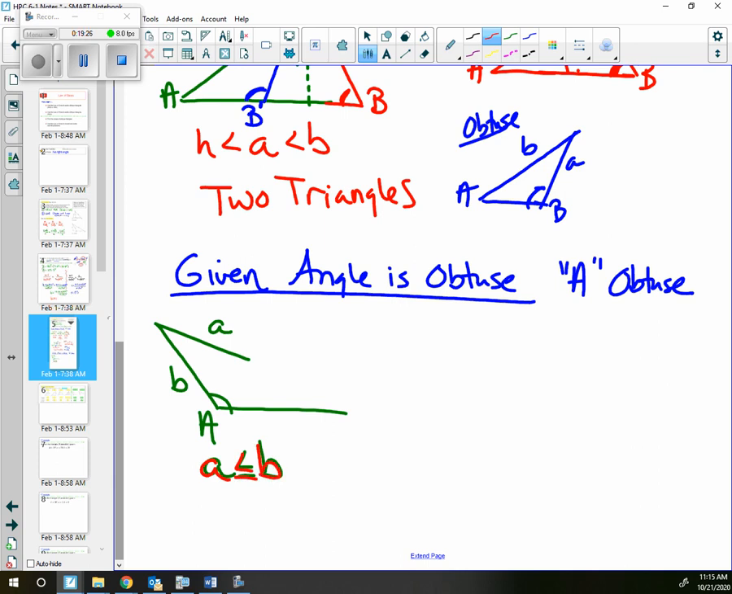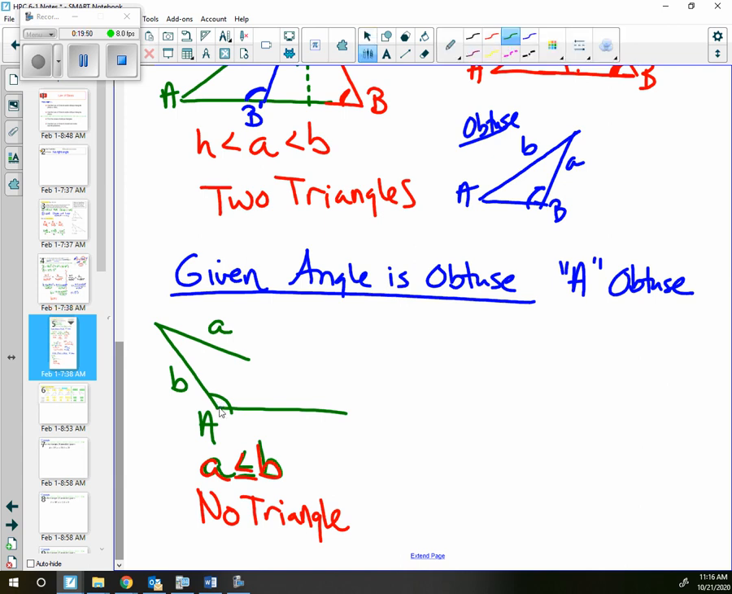Think about that for a second. What do you know about the side across from an obtuse angle? Wouldn't it always have to be the longest in the triangle? So it can't be shorter or equal to. If the side across from the angle is shorter or equal, there's no triangle there. There's no solution. You can't physically draw that. So it's a really quick check. Nope, that doesn't work. So it has to be longer.